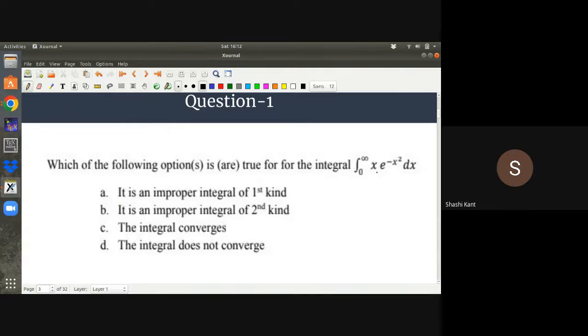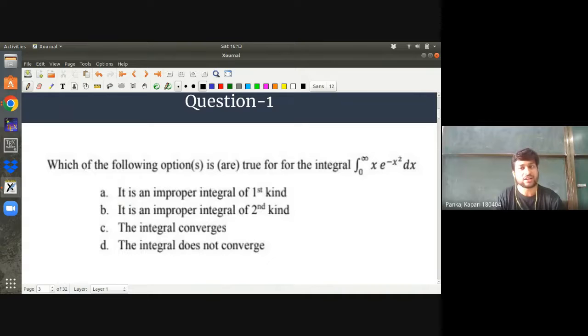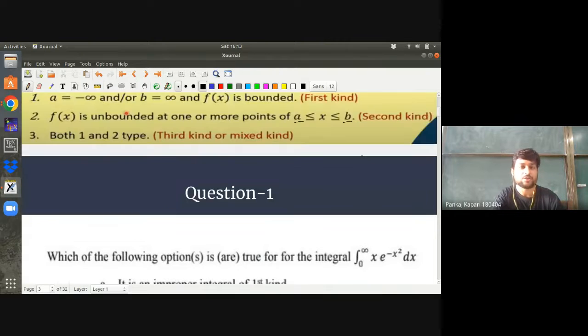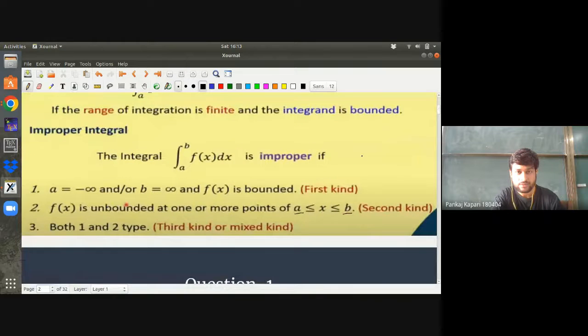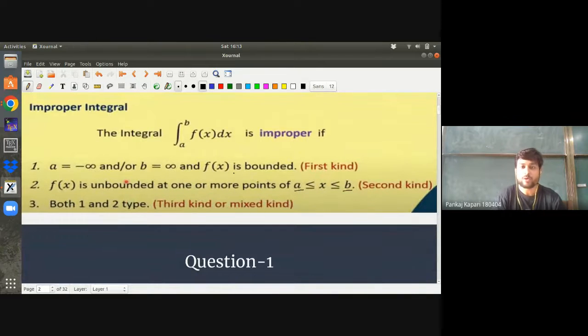Okay, so notice that this b goes to infinity. So the range, the upper limit, is infinity, but the function may be bounded, right? One more thing, we take this function to be bounded in the interior, so we will not go to infinity. We take this function to be bounded in the interval a comma t, where t is less than infinity. So we say that the function is bounded in this interval a comma t for every t.